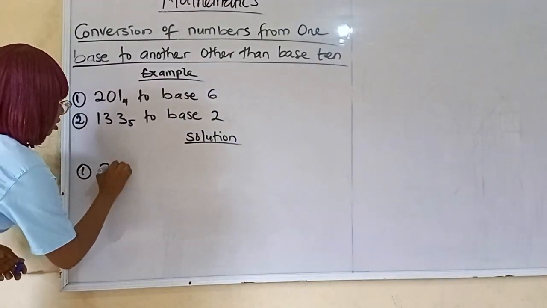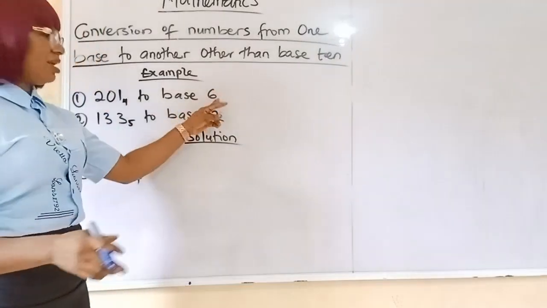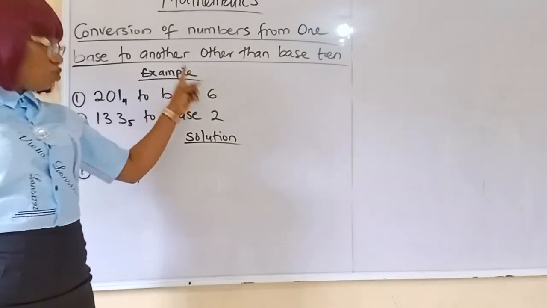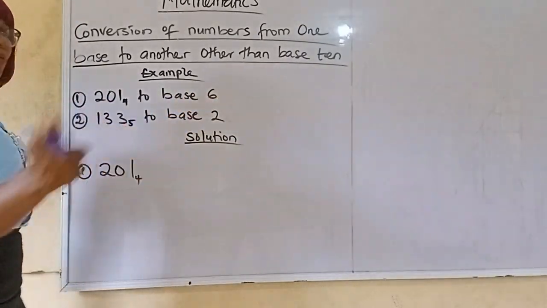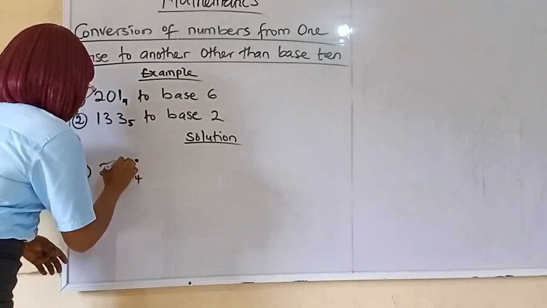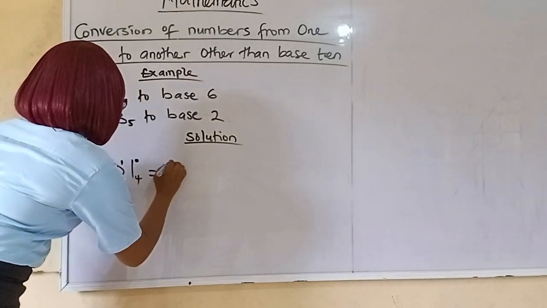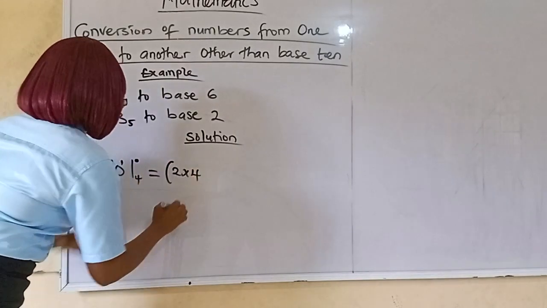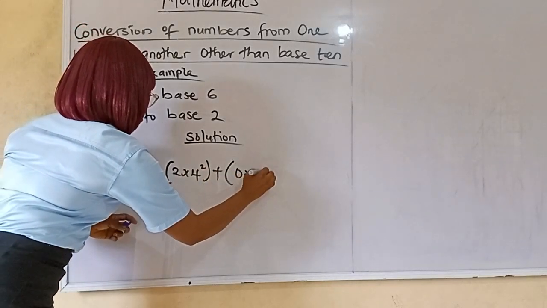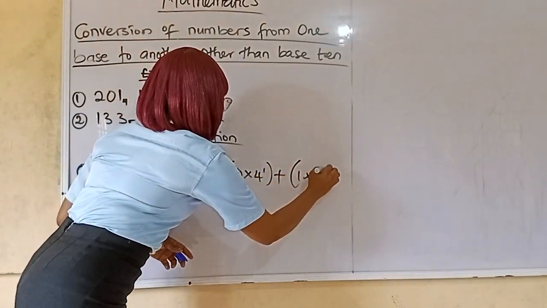The first one is 201 base 4. We are asked to move it to base 6. But like I said, take it first to base 10, and then from 10, you move to the required base. Remember how to convert from other bases to 10: give them place values, and then expand and simplify to the end. So this is 2 times the base, which is 4 raised to the power of 2, plus 0 times the base raised to the power of 1, plus 1 times the base raised to the power of 0.